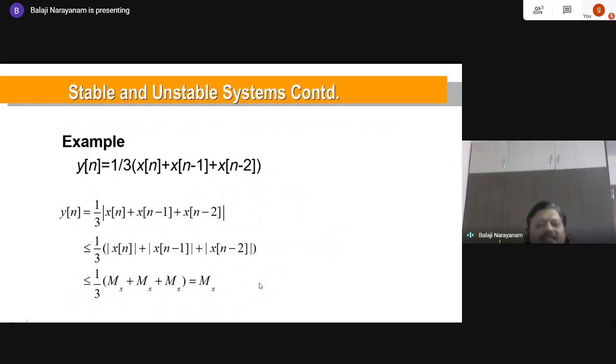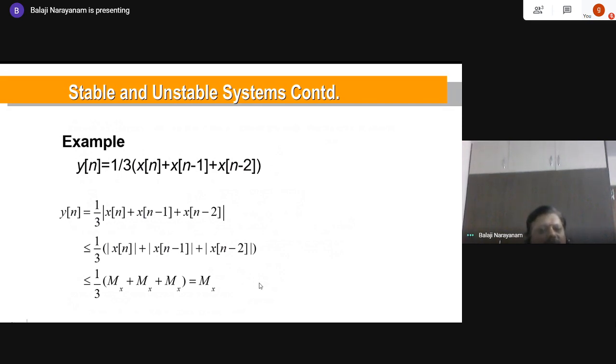Now, let us take a simple example. A discrete sequence y of n is given by 1 by 3 of x of n plus x of n delayed by 1 unit, that is x of n minus 1, and x of n delayed by 2 units of delay, that is x of n minus 2. This is the given system equation, and you need to find whether that system is a stable or an unstable system.